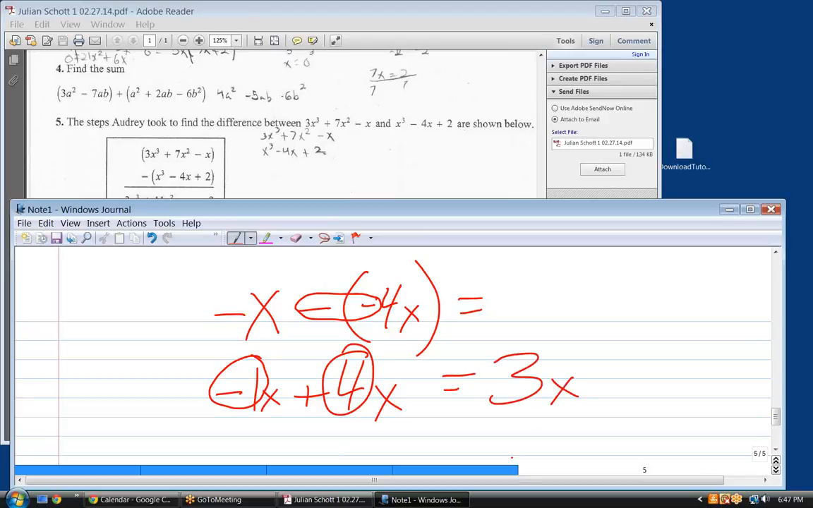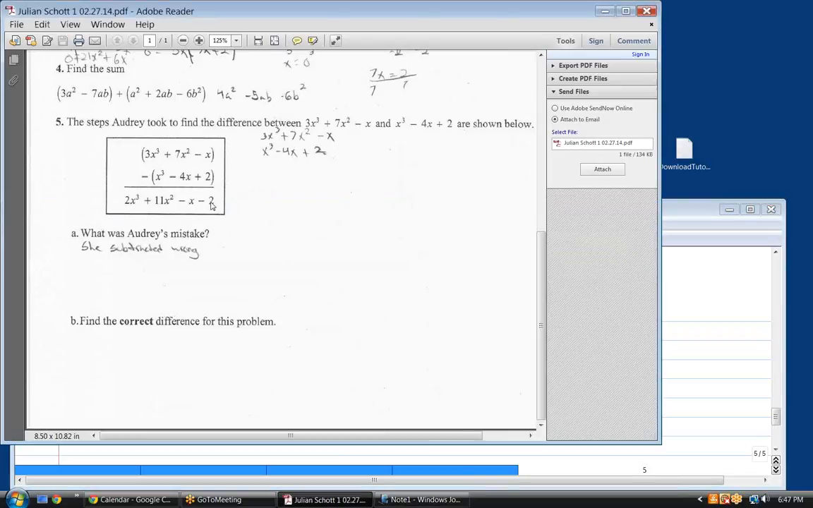Okay. And then she got the number right. But she's got this term wrong and she's got this term wrong. So if I was explaining this, I would be a little more specific. I would say she subtracted the x squared term wrong and the x term wrong. Okay. Find the correct difference. We just did.